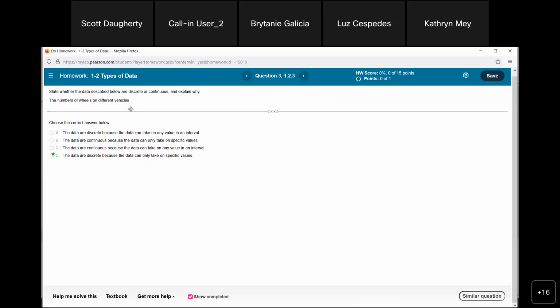So in this example, the data that we're collecting is quantitative and it's discrete, not continuous, because the numbers are jumping.